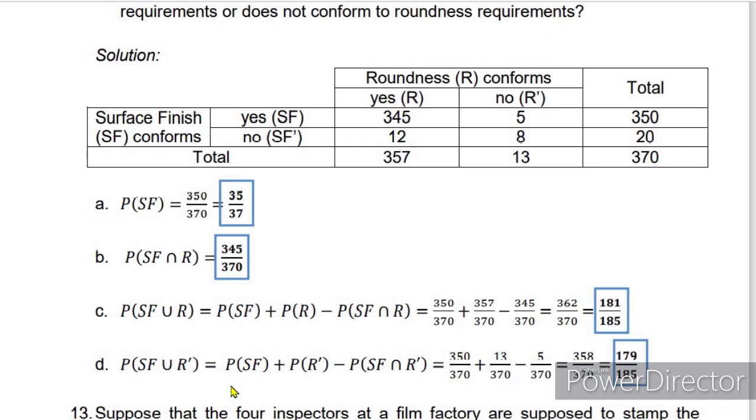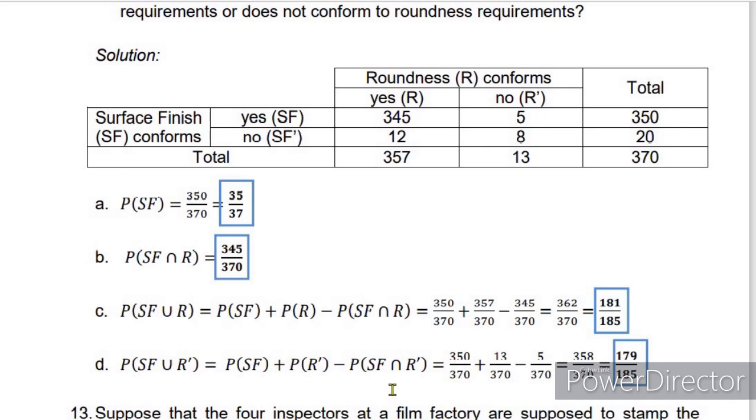So you should be familiar with these probability theorems and how you will use them in a problem. The value of probability SF we got in letter A, so we just copy it. And now how do we get the probability of R complement, or the complement of roundness? We will get those that do not conform in the roundness, which is a total of 13. That is why there is a 13 here over 370. Then minus the probability of the intersection of SF and R complement.